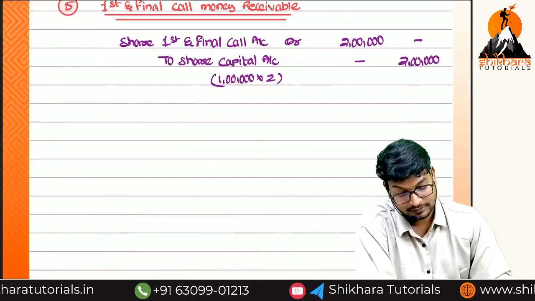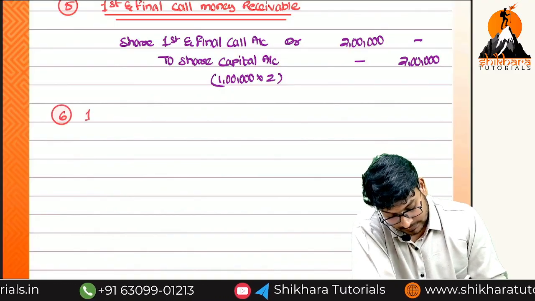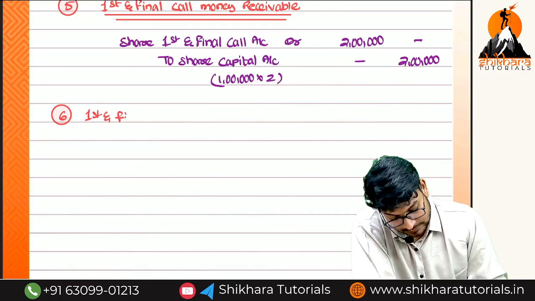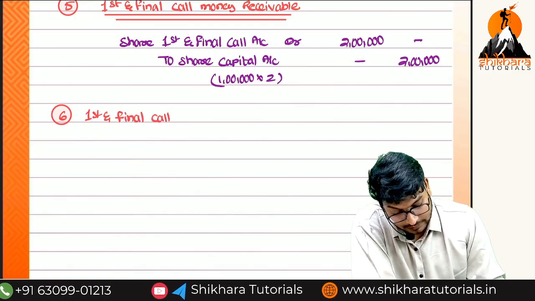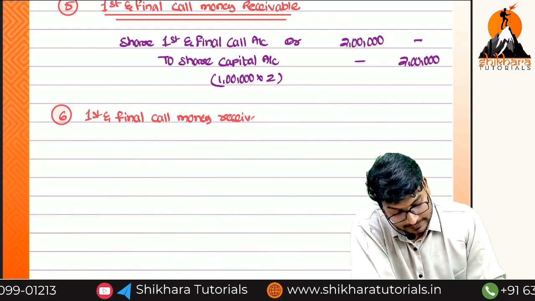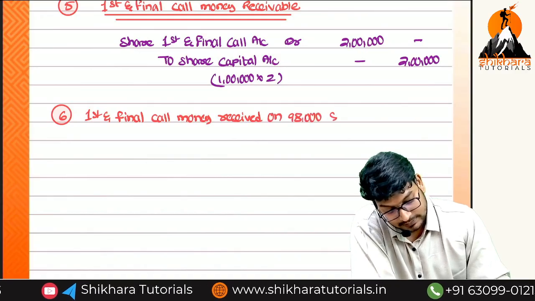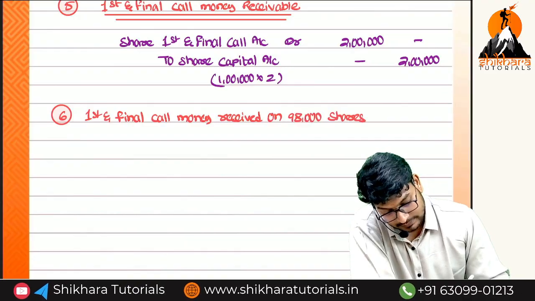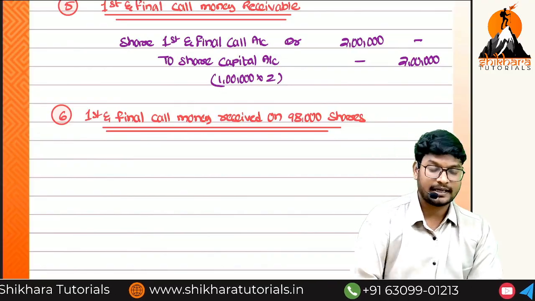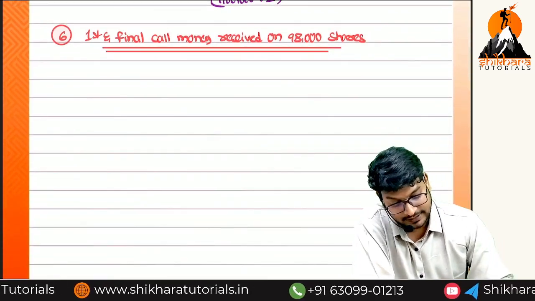So next one. Sixth one. First and final call money received on 98,000 shares. What is the entry ma? Same entry na? Bank account debit, calls in arrears account debited to share first and final call account.